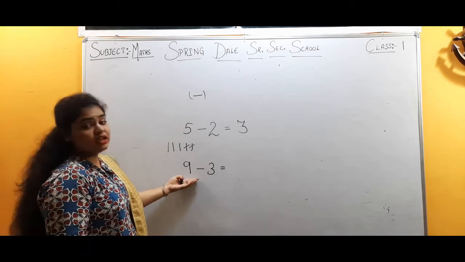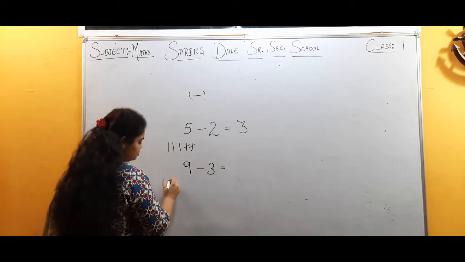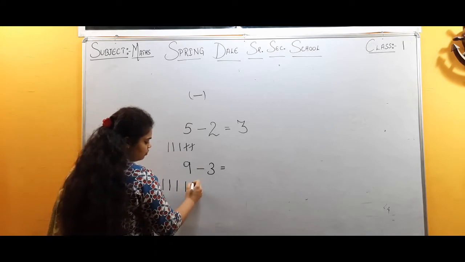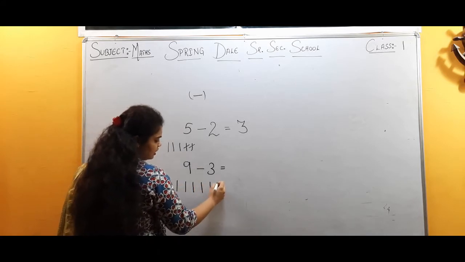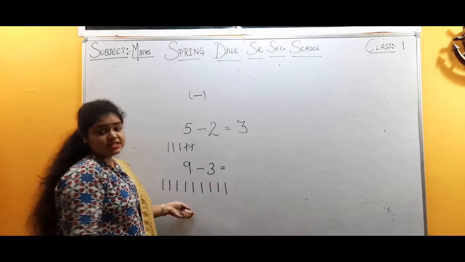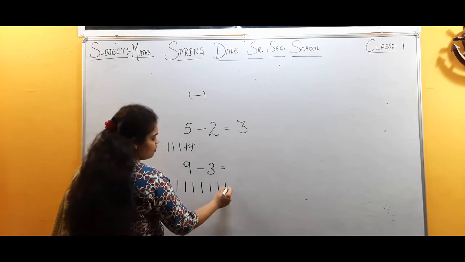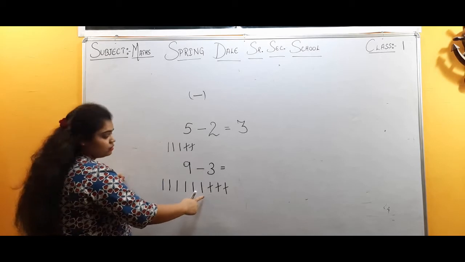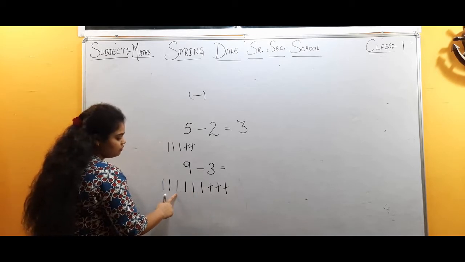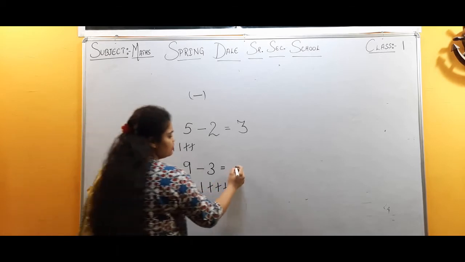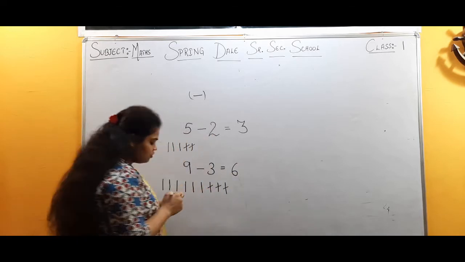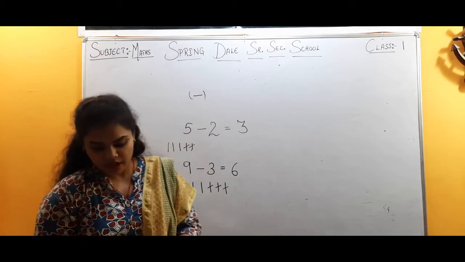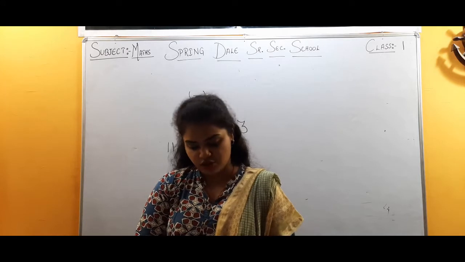First we will make the 9 lines. 1, 2, 3, 4, 5, 6, 7, 8 and 9. कितनी माइनस करनी है? 3. 1, 2 and 3. Now we have to count. 1, 2, 3, 4, 5 and 6. तो कितनी left है वहाँ पर? Only 6. The next question, question number 3, you have to do.